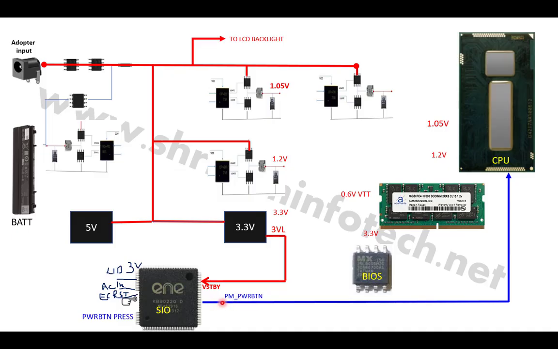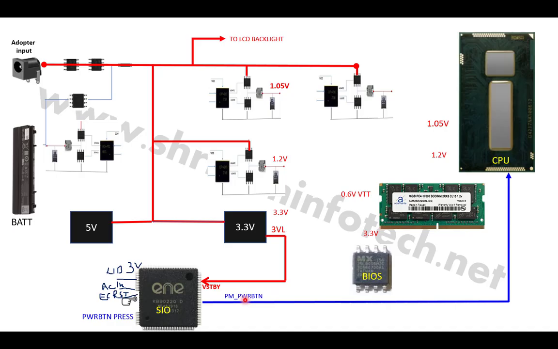So what you have to do is connect a multimeter here, and as soon as you press the power button you will find a 3.3 volt pulse at this pin, the PM power button. Okay, and if the pulse is coming here, that means the SIO is functioning, and if you don't get this pulse here, that means the problem is probably on the SIO side. So you should get a pulse here at the PM power button.